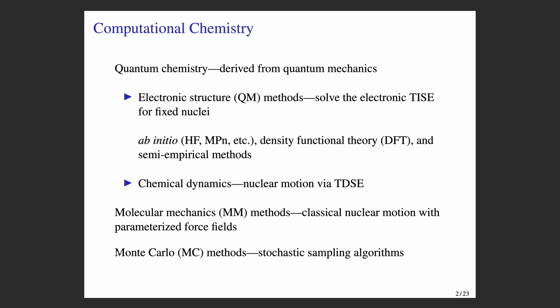There are other branches of computational chemistry. I've only included one, Monte Carlo methods. These usually follow a different approach. Some of them are quantum mechanical, some of them are classical, but they typically involve stochastic sampling algorithms. So it's just a different brand of computational chemistry that uses very different methods.